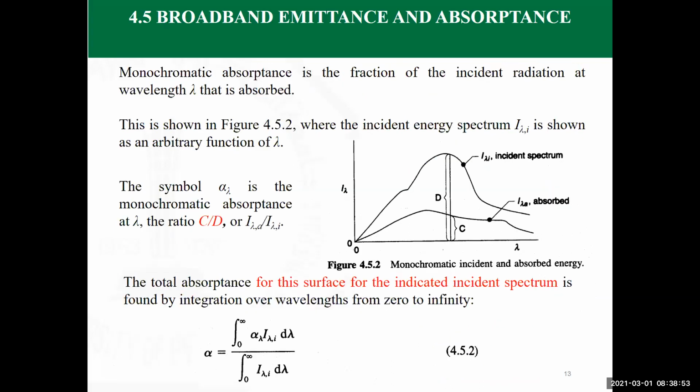And the same thing applies for the absorptivity. At a certain wavelength, the incident energy on the surface is given by the upper curve, whereas the fraction which is being absorbed is given by the lower curve, so that for any wavelength, the absorptivity, or absorptance, is basically the ratio C over D. This is the monochromatic absorptivity. If you need the total absorptivity of the surface, what you need to do is to integrate again over lambda.